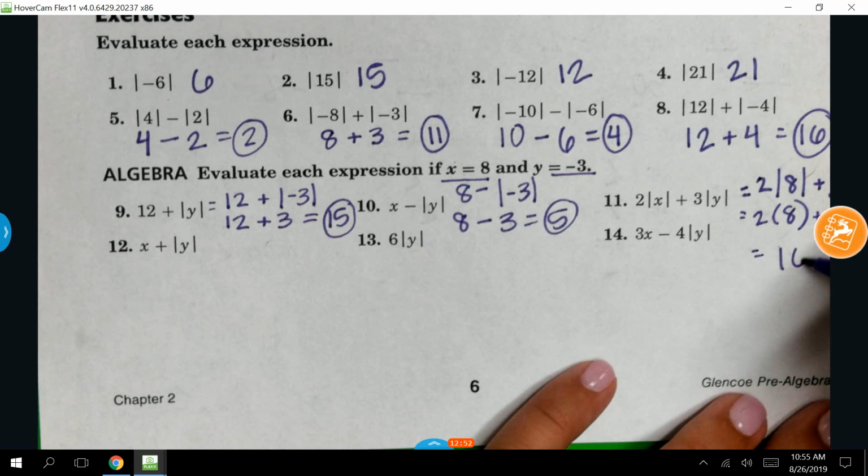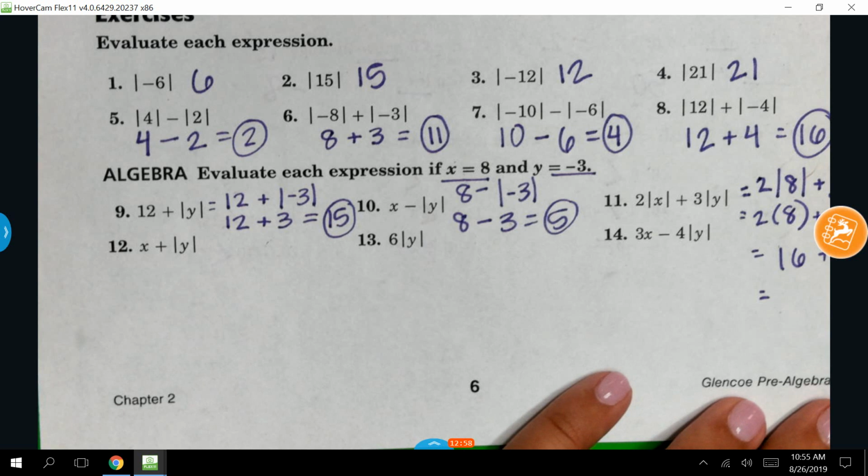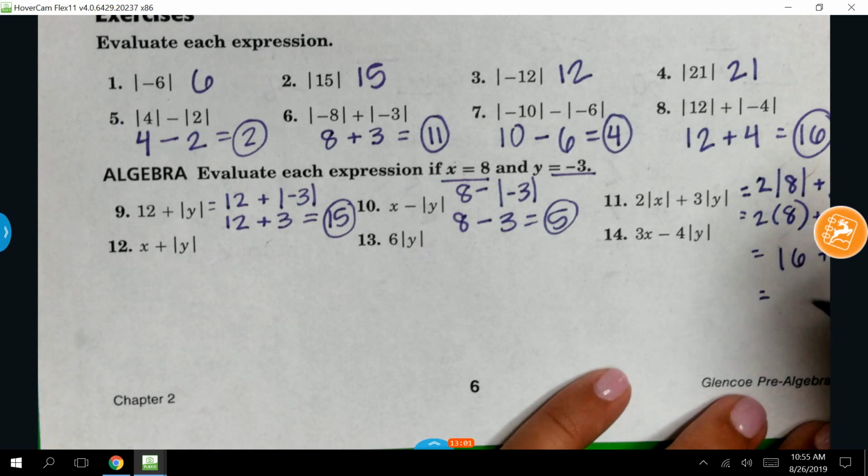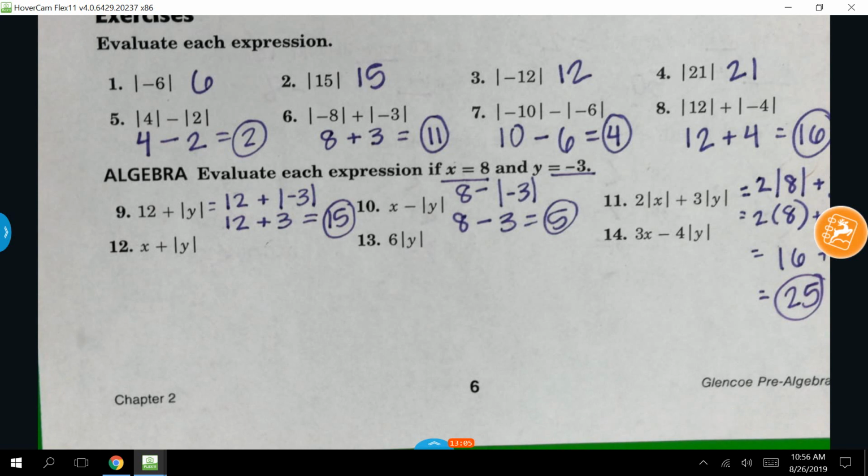So then that gives me 16 plus 9, which gives me a final answer of what? What? Y'all are so shy and quiet. 25.